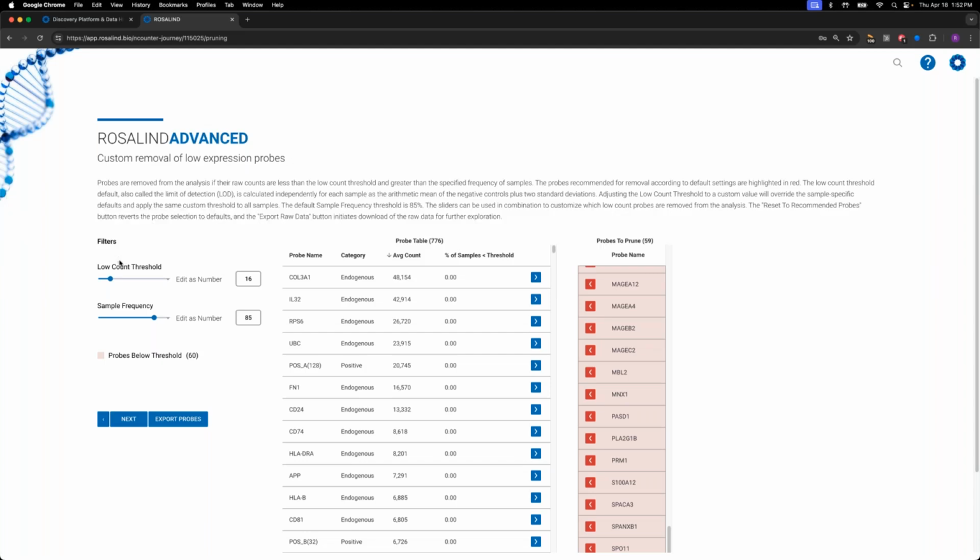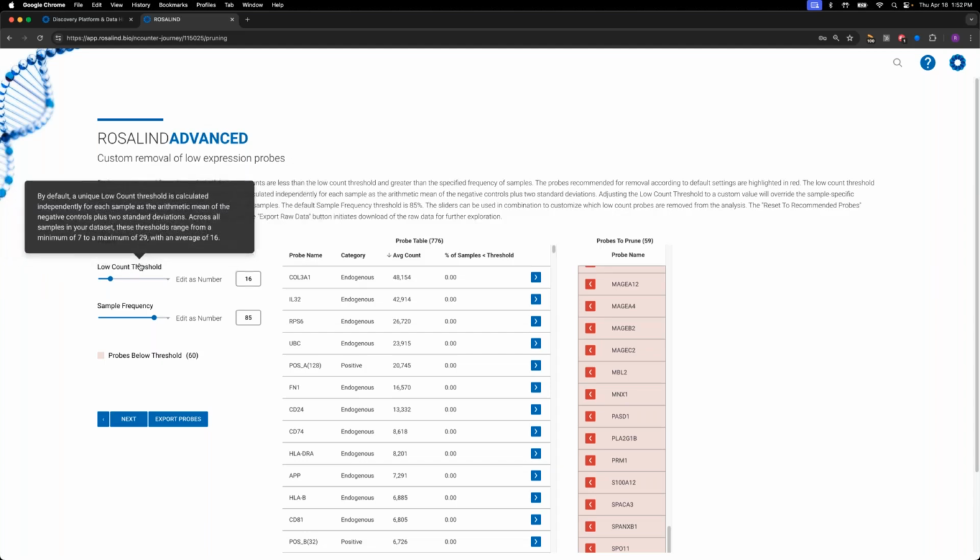And then if you hover over this with the tooltip, I can't remember if I showed this, but that's what's stated here in the first sentence. So by default, when you come to this page the first time, it calculates a unique threshold for each sample independently. And it's that same calculation I showed. It's the arithmetic mean of the negatives plus 2 standard deviations.